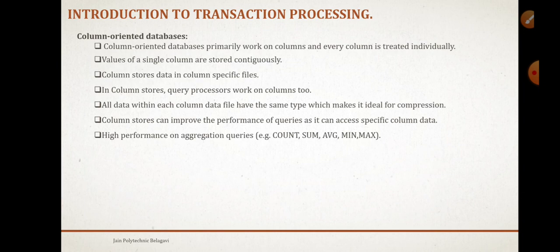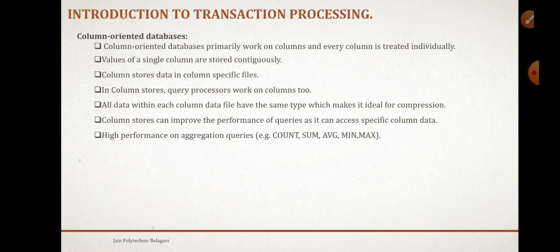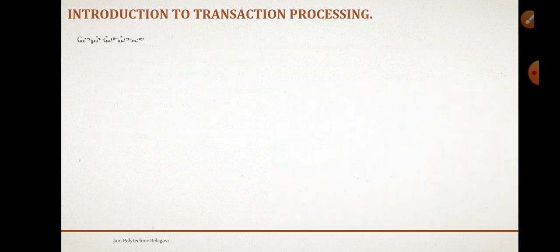Compression. Column stores can improve the performance of queries as they can access specific column data. High performance on aggregation queries, for example count, sum, average, minimum, and max. So let's see this column store. Here again the database tables are supplier and order. Here ID, name, address, city, country, order number. So here we store it in a column store.